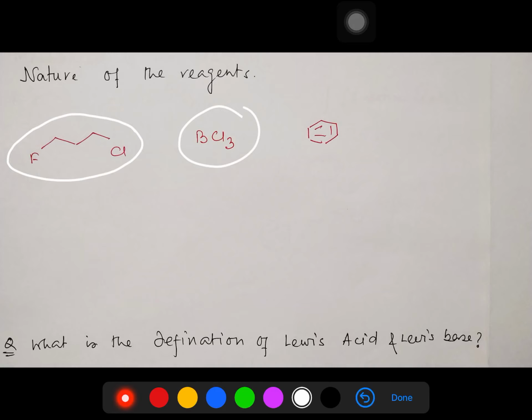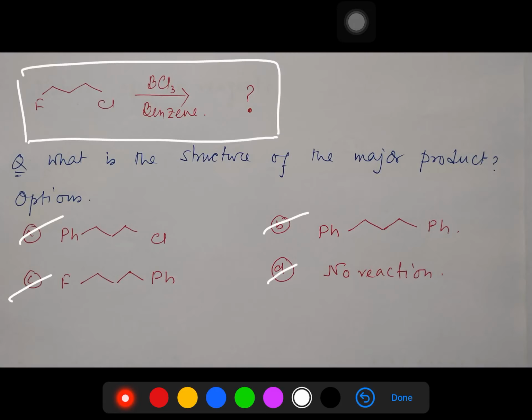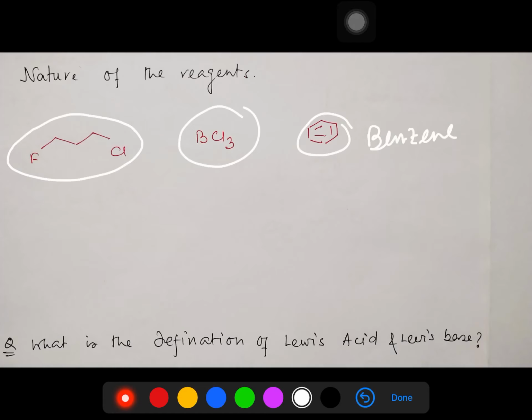I always suggest that whenever you get a question, don't only focus on the reagents, also focus on the solvent, meaning whatever is written over the arrow, because you are asked for the major product. If you just focus on the one reagent, the fluoro chloro derivative, you will not be able to get the answer.